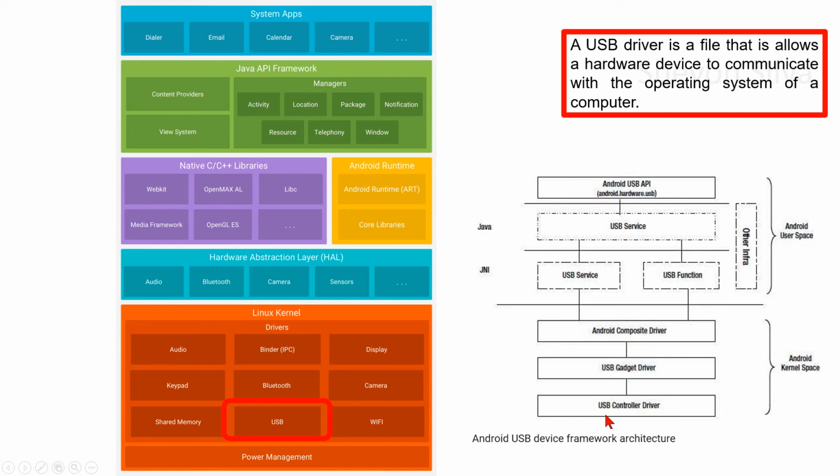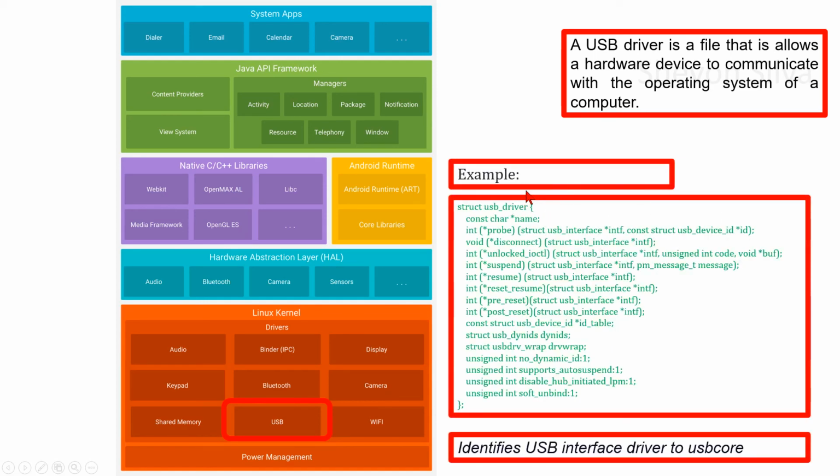And here you can see the USB control driver, then it moves to the USB gadget driver and USB composite driver. Here is the Android kernel space, and this is Android user space, connected with the USB service and USB function. This is JNI and other infrastructure here, and this is the Java USB service, and it's going up to the Android USB API, android.hardware.usb.